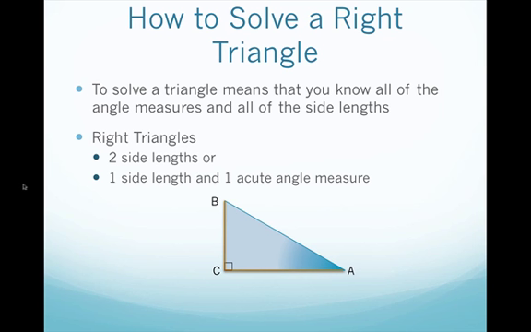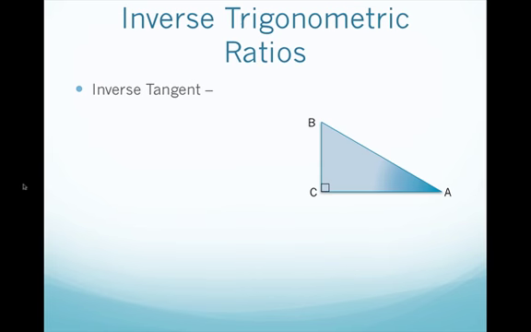Or if we have one side length, such as BC or AC or AB, and one acute angle measure, so either angle A or angle B, then we can also solve for a right triangle. And we're going to use the trig functions that we've learned thus far, and we're going to introduce the inverses of these trig functions as well, because we'll need those to solve. So moving on to the next slide, inverse trig ratios.